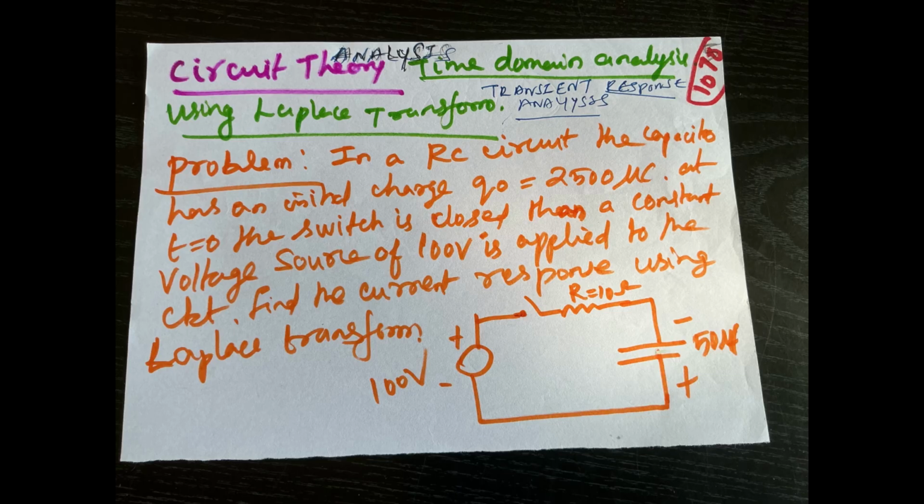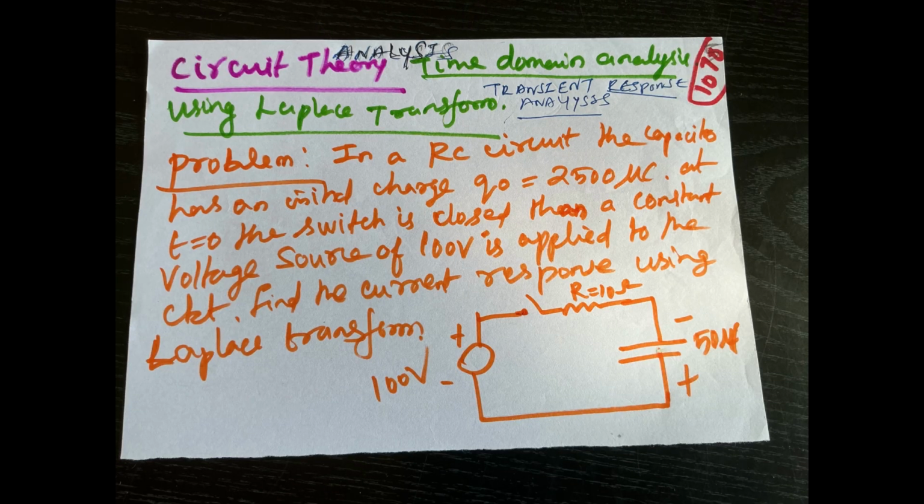The supply circuit is shown in the figure. The source is 100 volts. At t equal to 0, the switch is closed. The capacitance value is 50 microfarad, with polarity minus to plus.